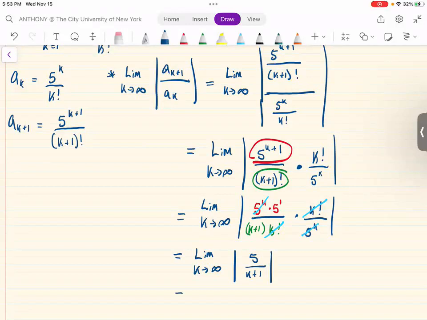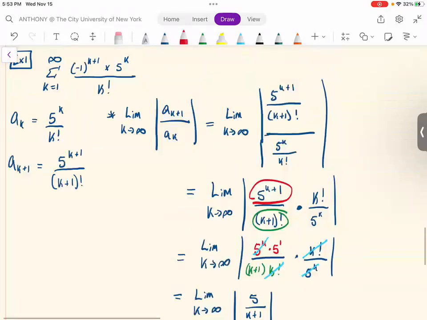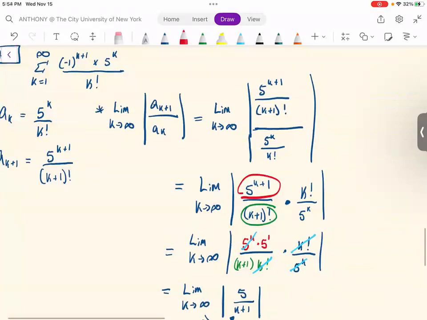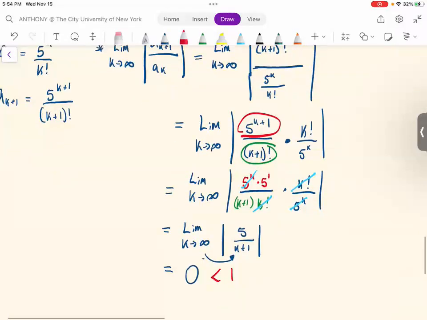So as you compute this limit, as k goes to infinity, this limit is going to equal to what number? 0. And now let's compare that to 1. Is 0 less than or greater than 1? 0 strictly less than 1. So that implies that the given series that we began with will converge absolutely.